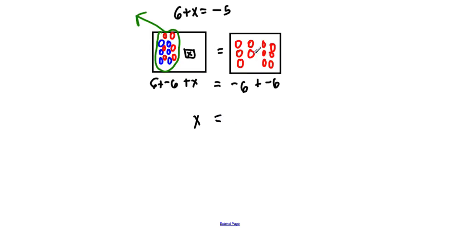Okay? And we simply count the number of negative counters, which is negative 12. So 6 plus x equals negative 5. Okay, the solution would be not negative 12, I'm sorry. Miscounted, that should be negative 11. Okay? Because this is negative 5. There you go.